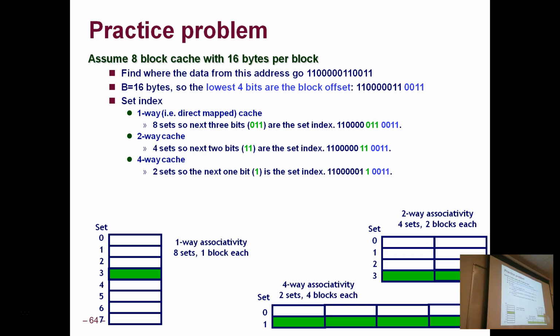The last 4 bits, the light blue bits, are the block offset bits. Right above the block offset bits are your set bits, the ones in green, to determine which set you're going to look at.